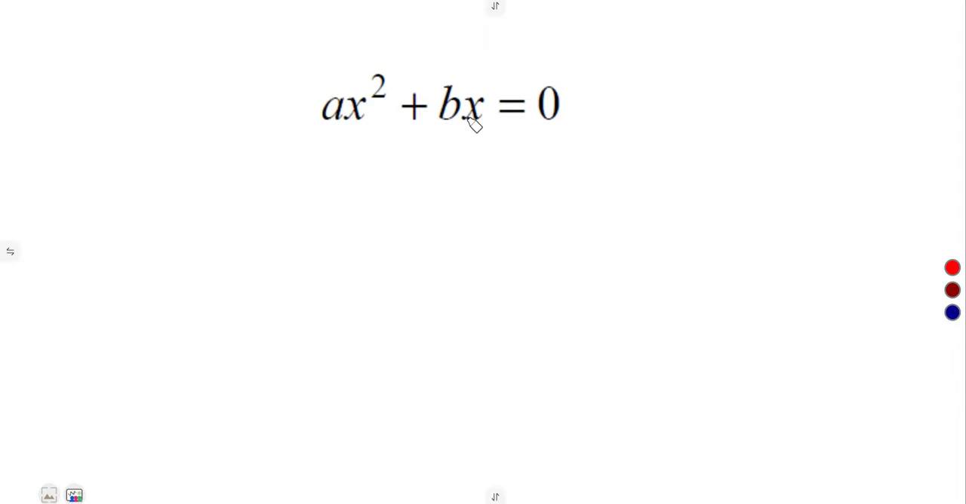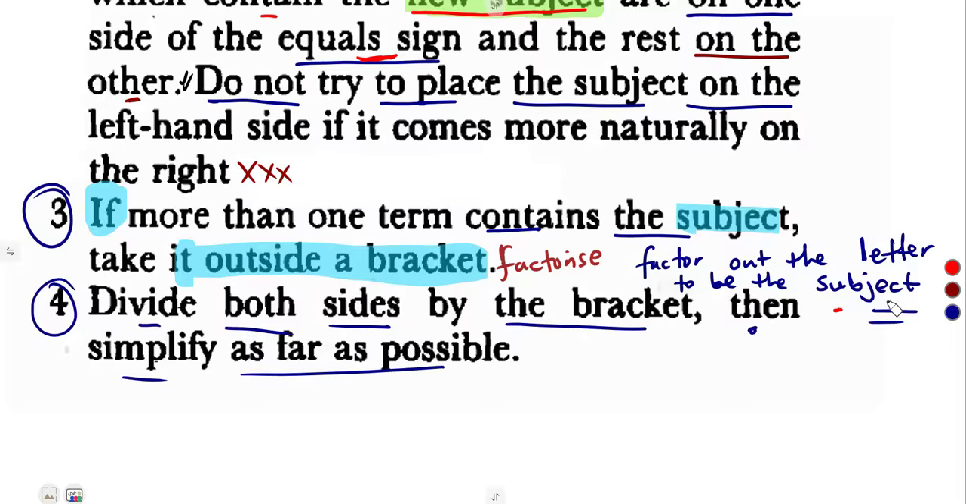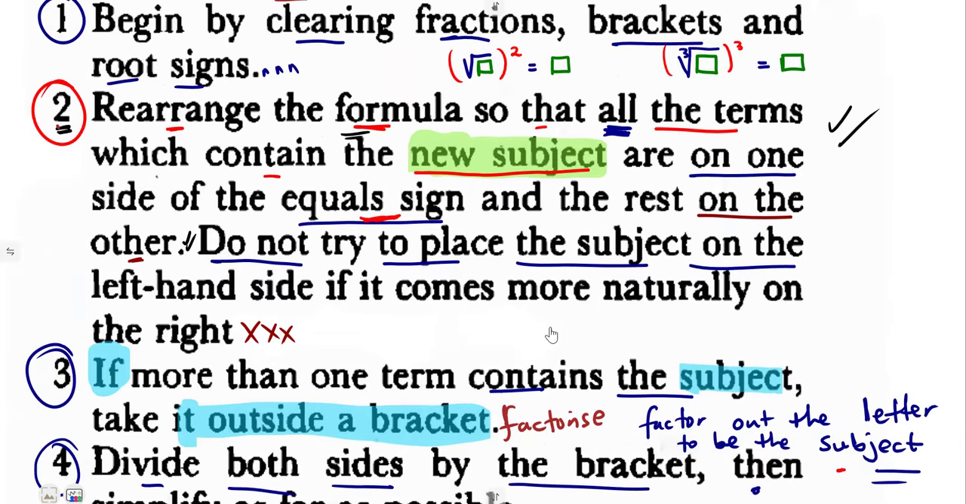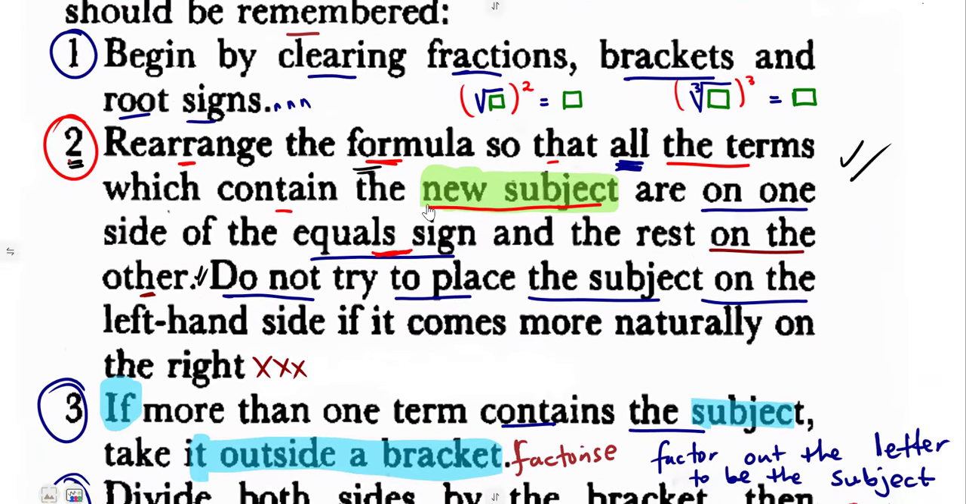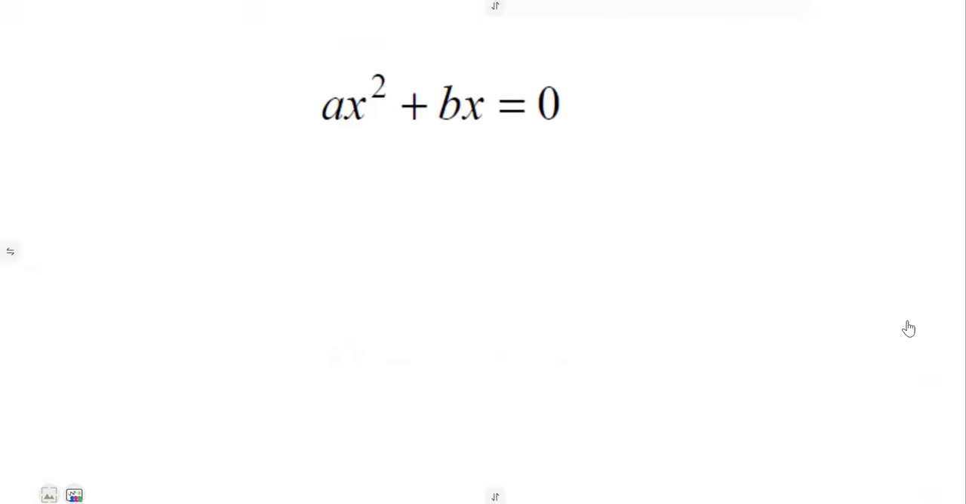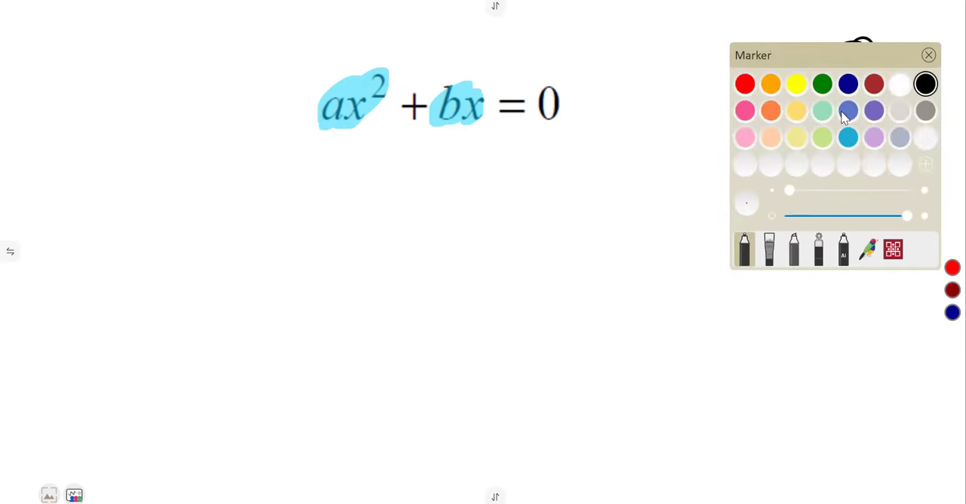We also have x here. Two terms, actually. They're already on one side, so rearranging is already done. But there are two terms which contain x. This one is a term which has got x, and this one is a term also which has got x. So what do we do? We factor it out.